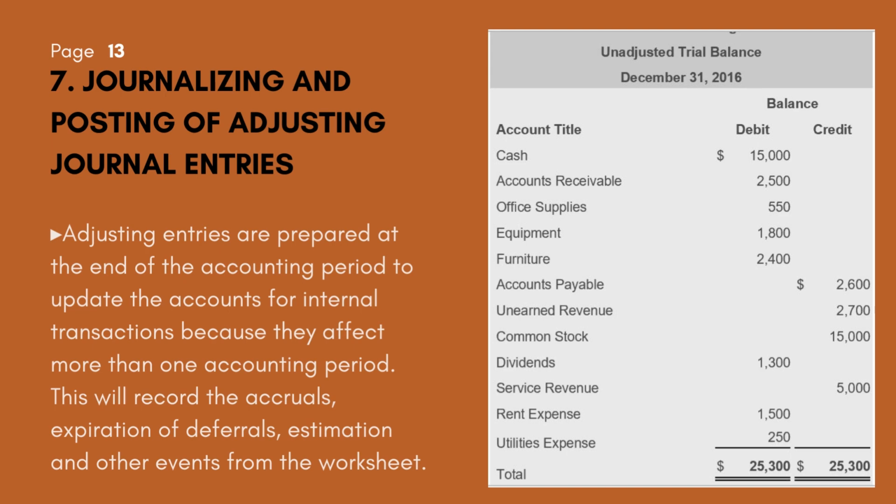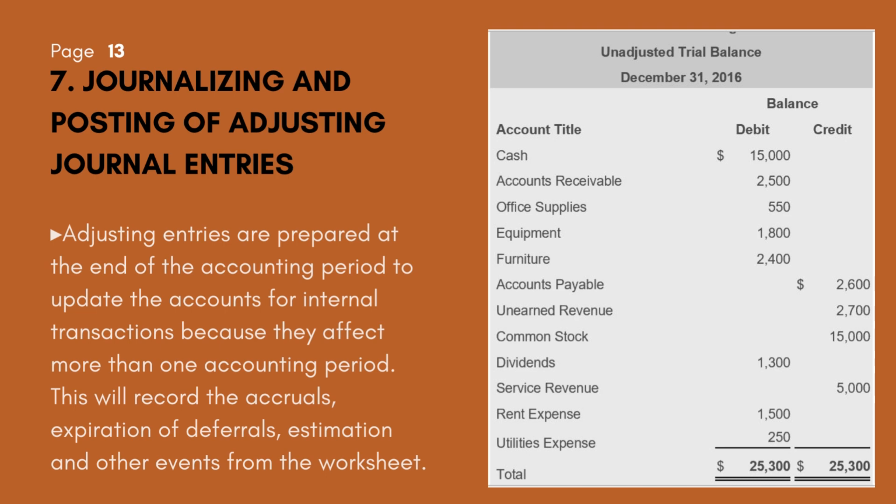Adjusted trial balance. Once all adjusting journal entries have been posted, an adjusted trial balance is prepared. The adjusted trial balance lists all accounts with their updated balances after incorporating the effect of the adjusting entries. It serves as the basis for preparing the financial statements.